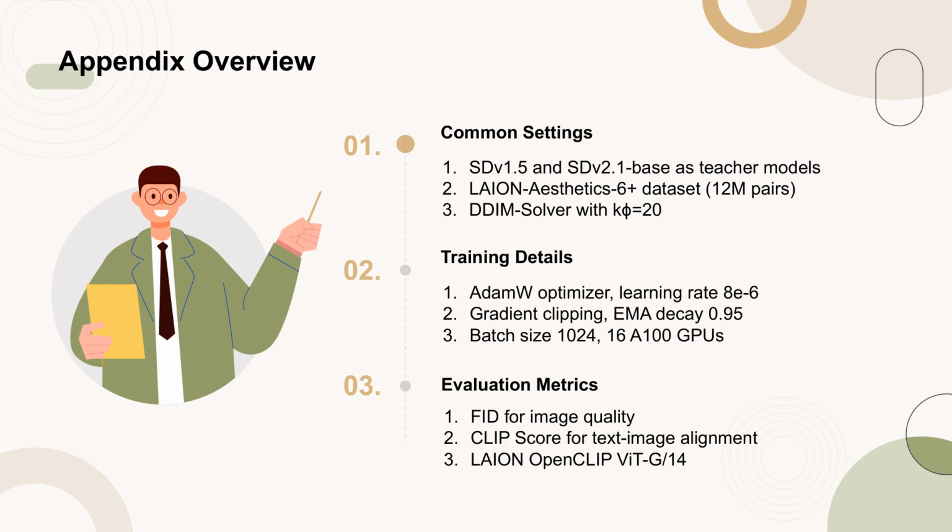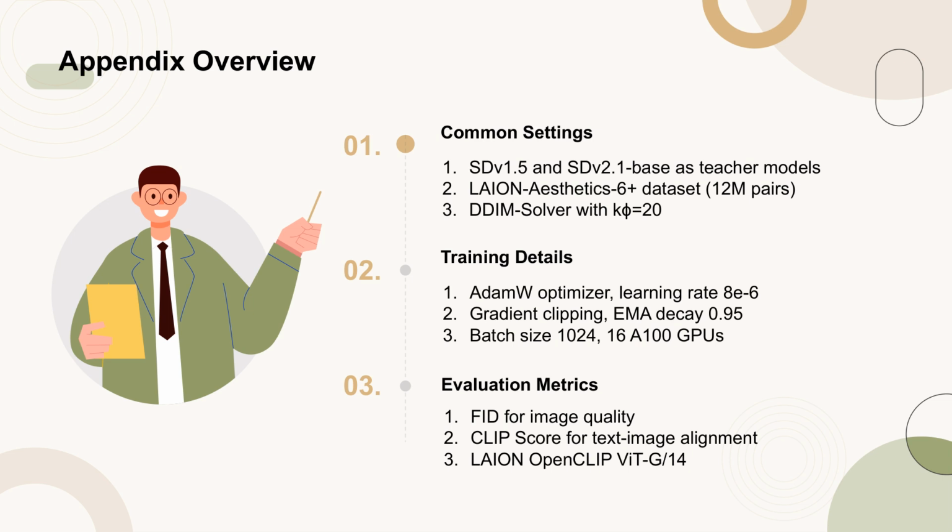In this appendix, the common settings for the text-to-image generation task involve using pre-trained stable diffusion models, specifically SD v1.5 and SD v2.1 base, as teacher models. The training dataset is a subset of LAION-5B, known as LAION Aesthetics 6+, which includes 12 million text-image pairs with high predicted aesthetics scores. The DDIM solver is chosen as the ODE solver with a uniformly set skipping step size of 20.